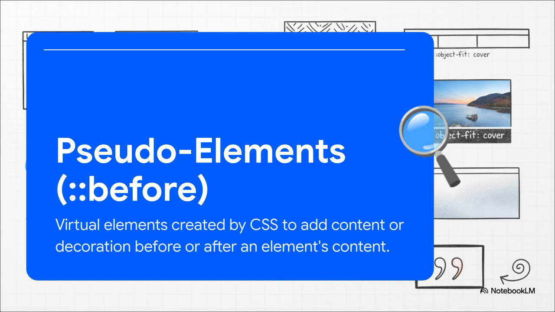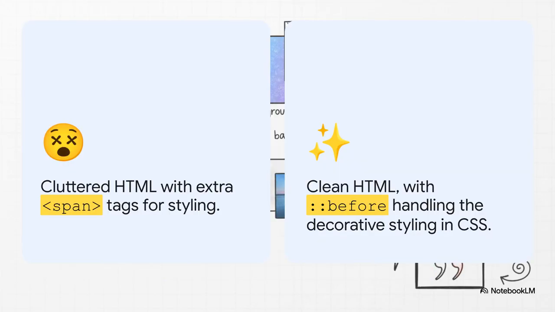This really reinforces a core principle of good web design, keeping your presentation, the style, separate from your content's structure. And this slide right here shows you their value perfectly. On the left, we had to add extra span tags just to style those decorative quotation marks. I mean, it works, but it clutters up the HTML. Now look at the right. We're using a simple block tag and adding the quote marks with the ::before pseudo-element. The HTML is totally clean and semantic, and all the styling is handled right where it belongs in the CSS.